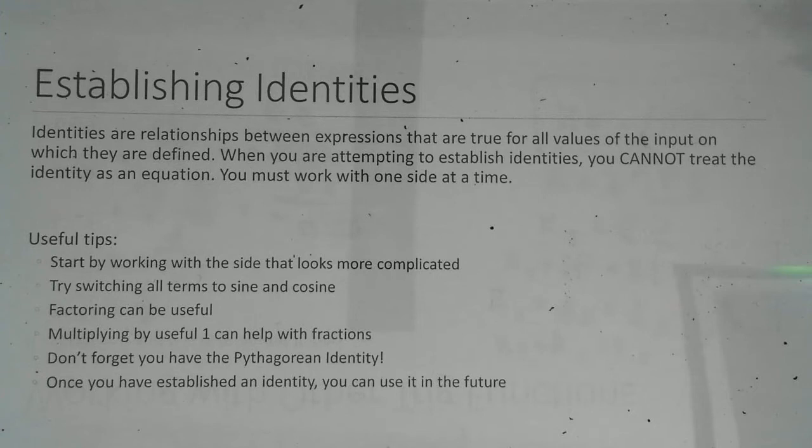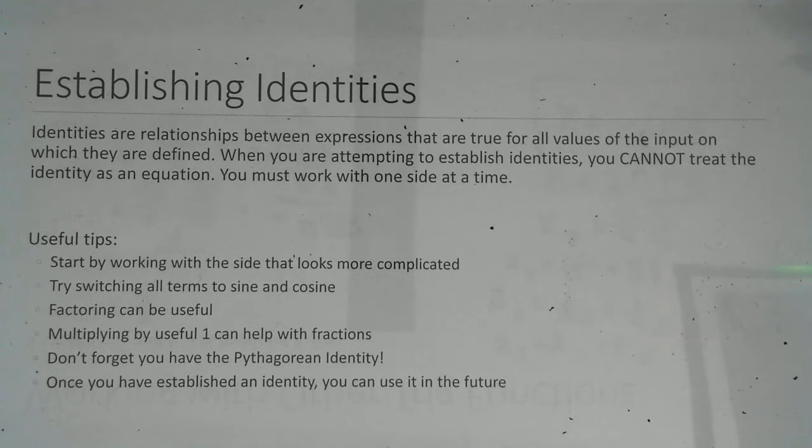You have to work with only one side at a time. So some things that might help. Start by working with the side that looks more complicated. It's usually easier to make something more simple than it is to make it more complicated. You can try switching all the terms to sine and cosine. Sometimes that really helps. Factoring can be useful.